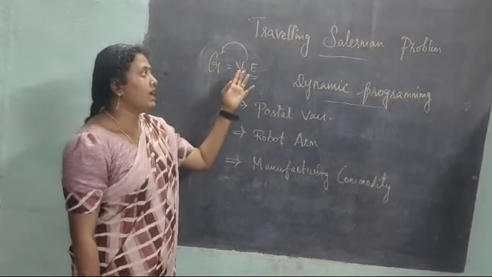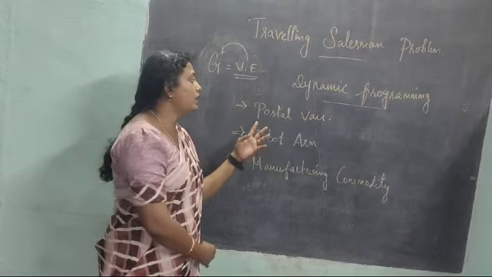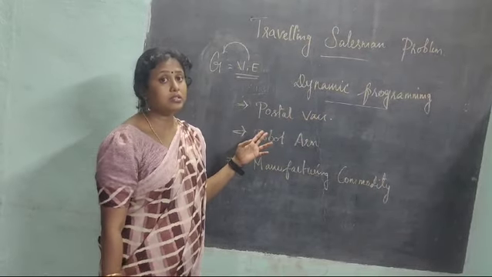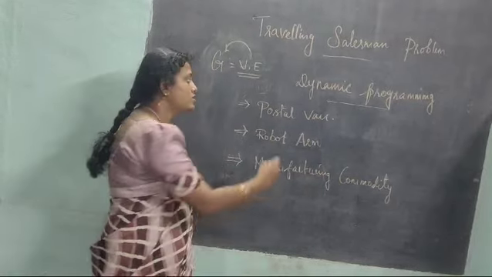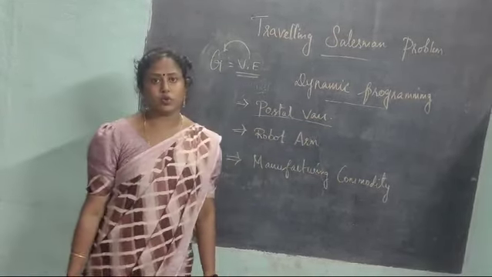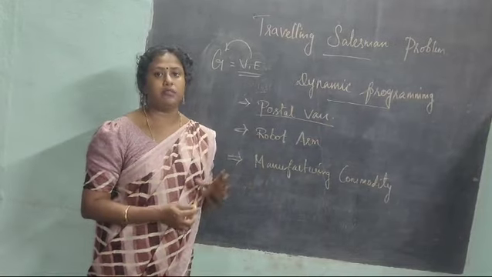Now the traveling salesman problem has three examples: the postal van, the robot arm and the manufacturing commodity. The first topic is the postal van. So what is the postal van? The post office has a postal van.